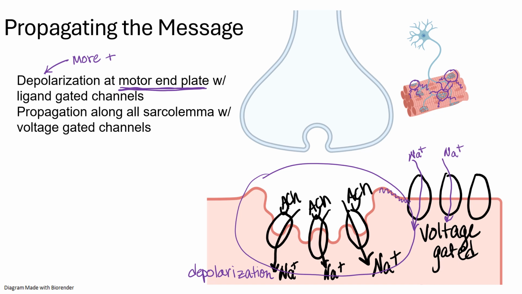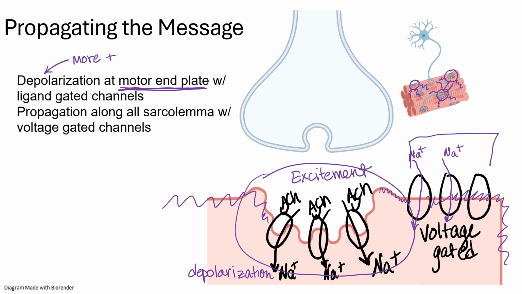We're exciting many. And the purpose of exciting, and that's what this process here is called, excitation, the purpose of exciting at the motor end plate is to get depolarization to happen with those voltage-gated channels. Once that happens, then an action potential actually spreads through the membrane, and it can keep going along the sarcolemma.